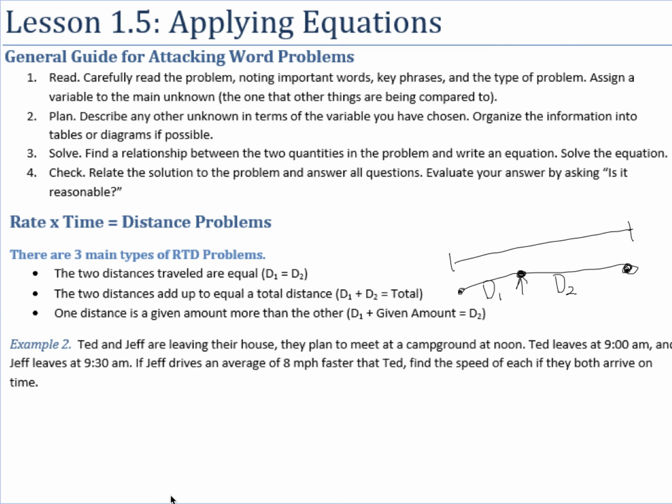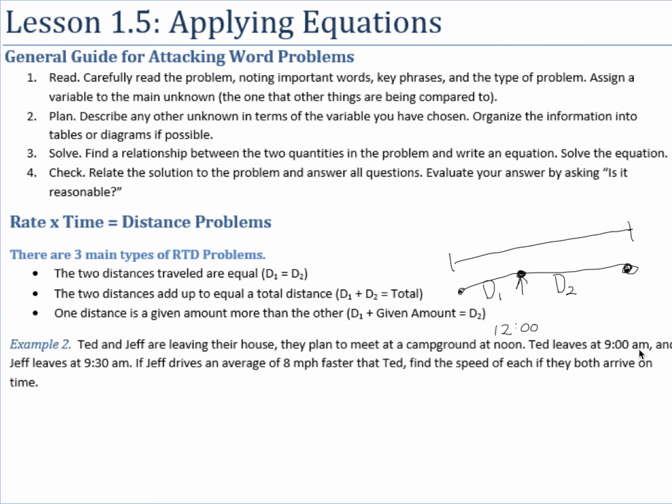It says example 2 because we worked with one equation already. So Ted and Jeff are leaving their house. They're at the same house. They plan to meet at a campground at noon. Well, that's important. That's a time, so that's 12 o'clock. Sometimes we look at that. That's a word, but it's also a number because it has to do with time.